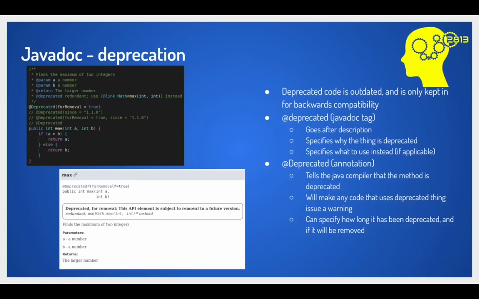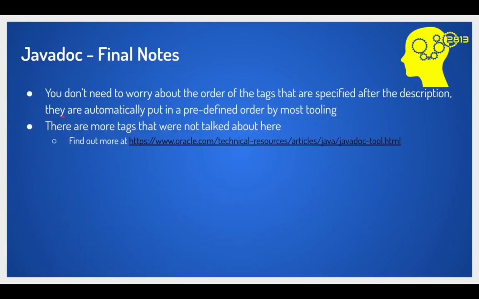And you can also use it to say this code will be removed eventually, or how long it's been deprecated for. So some final notes. You don't actually have to worry about the order of the tags after your description. And also there are other tags that we haven't talked about, but if you want to know more about them, there's a link here, and we'll put it in the description as well for you.